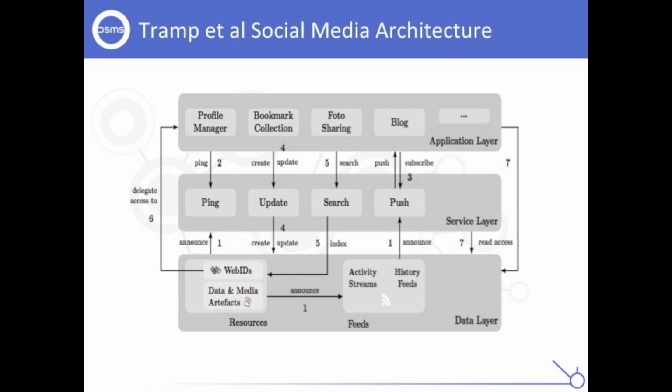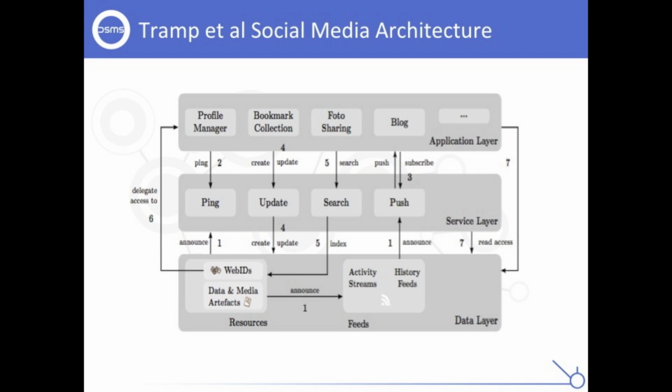Well, so here we have a graphic that summarizes the Trumpetal social media architecture. First of all, we can see that there are three basic layers. The first one is the data layer, then we have the service layer, and finally the application layer. First of all, you can see that resources announce services and feeds via links or header fields. Then feeds announce services in a particular push service. Then applications initiate a ping request to spin the linked data network.